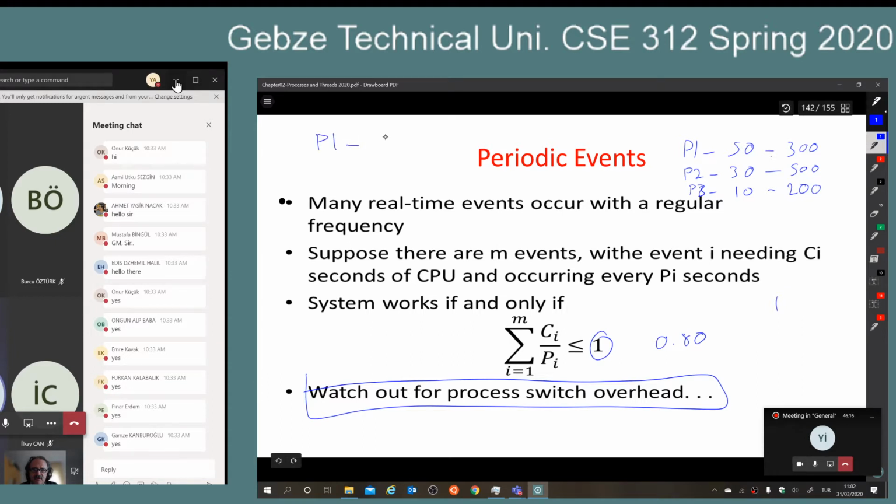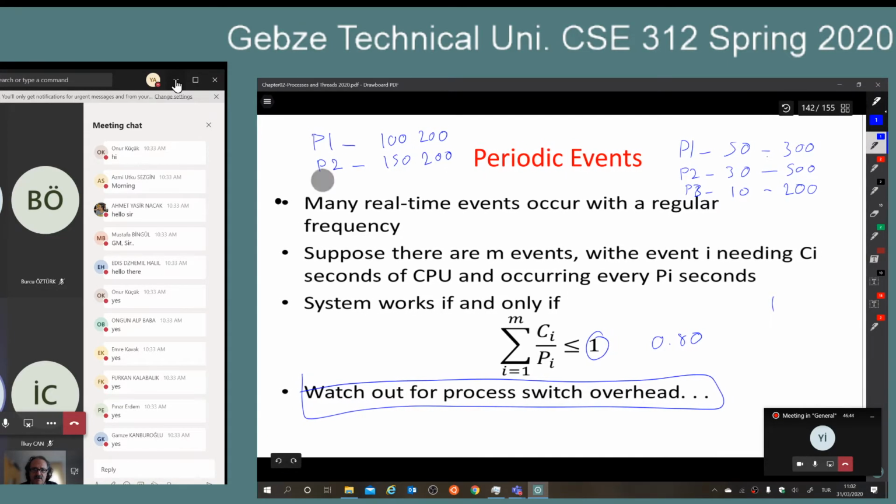Process 1 is going to take 100 milliseconds and it's going to run every 200 milliseconds. And process number 2, again, will take 150 milliseconds and it will run every 200 milliseconds. So every 200 milliseconds P1 has to run. Every 200 milliseconds P2 has to run.